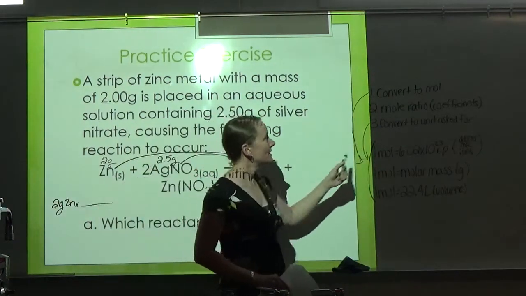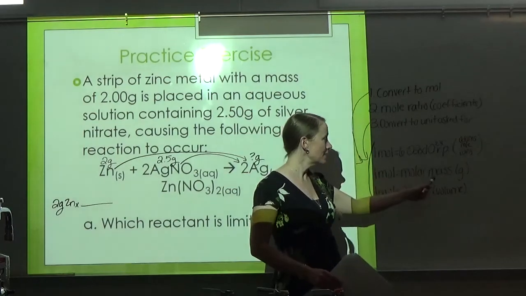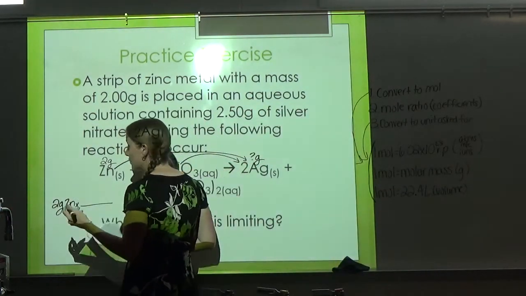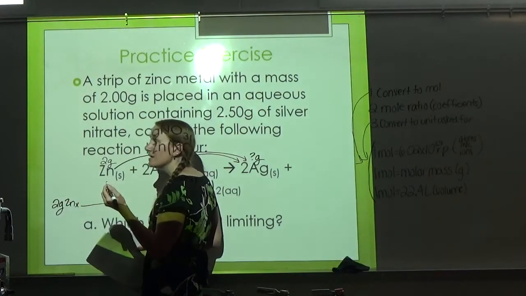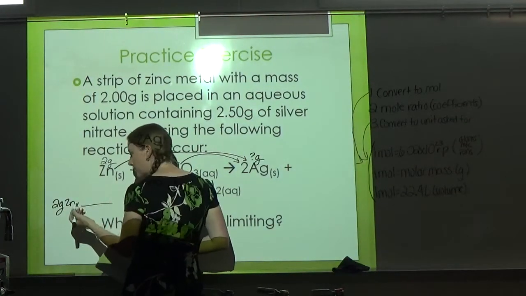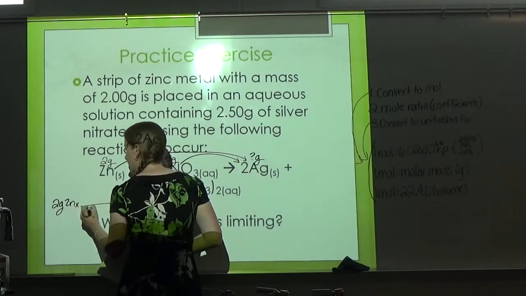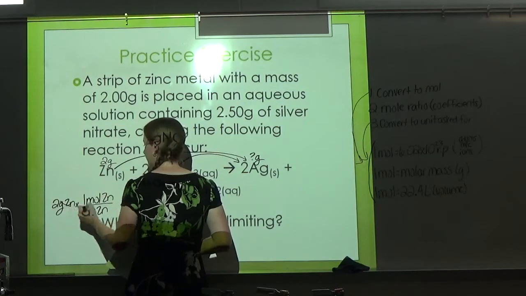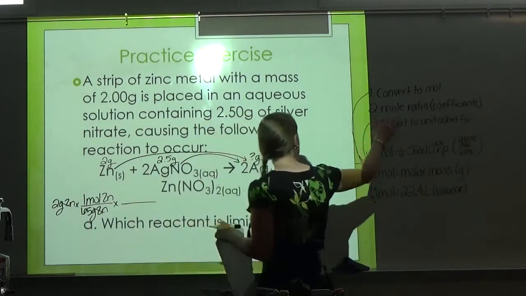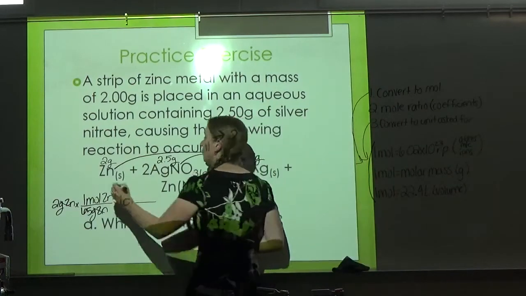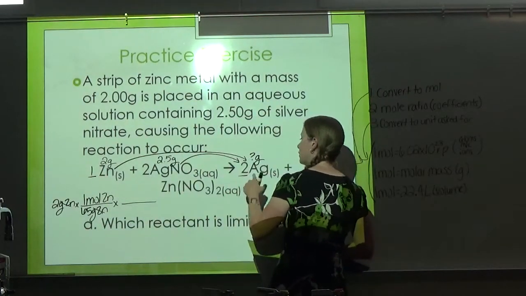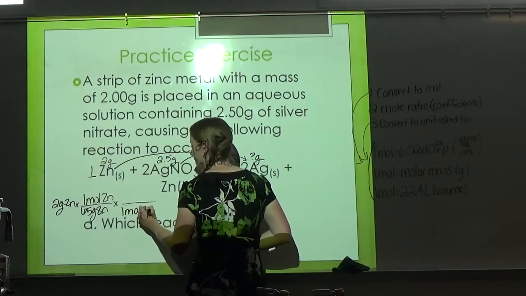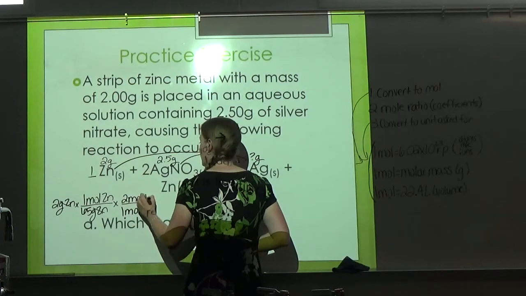So step 1 is convert to moles. Since I have grams, I'm going to use molar mass. For zinc, it's about 64. Oh, sorry, it's about 65, because zinc is 65.39. So it's about 65 grams per mole. Since I'm starting with grams, I put my grams on bottom and my mole on top. Second step is mole ratio. So I can see that 1 mole of zinc makes 2 moles of silver. So I'll put the 1 mole of zinc on bottom so I can follow the golden rule, and the 2 moles of silver on top.